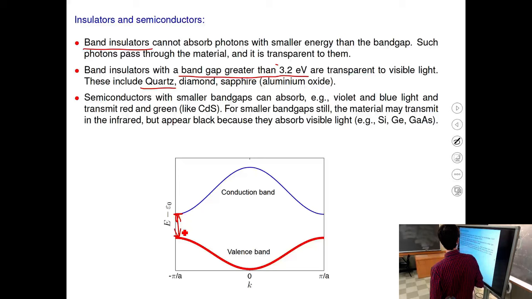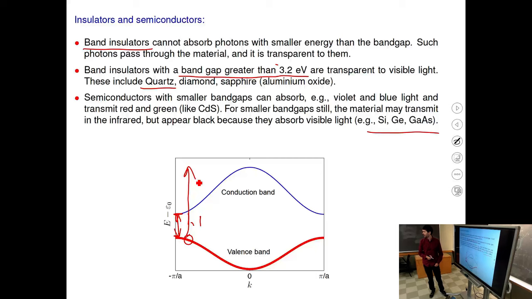Now, if their band gap is smaller than 1.7, they will absorb the entire visible light, right? So if this band gap is, let's say, 1.1 or something like this, which is the case for some of these semiconductors, then any photon of visible light from 1.7 to 3.1 will be able to take a particle from here and shoot it somewhere into the conduction band where the states are available, and therefore can be absorbed.